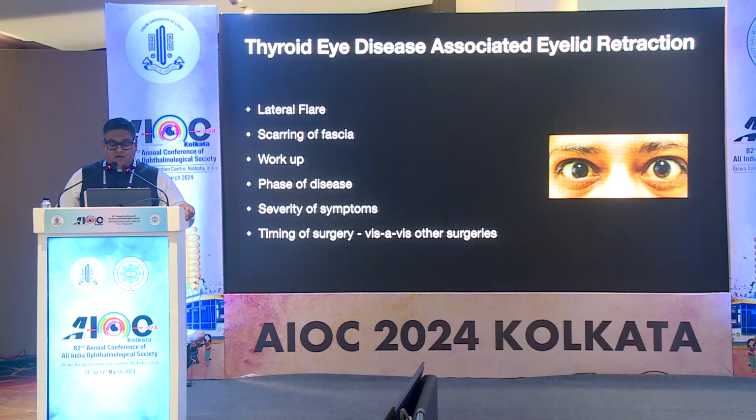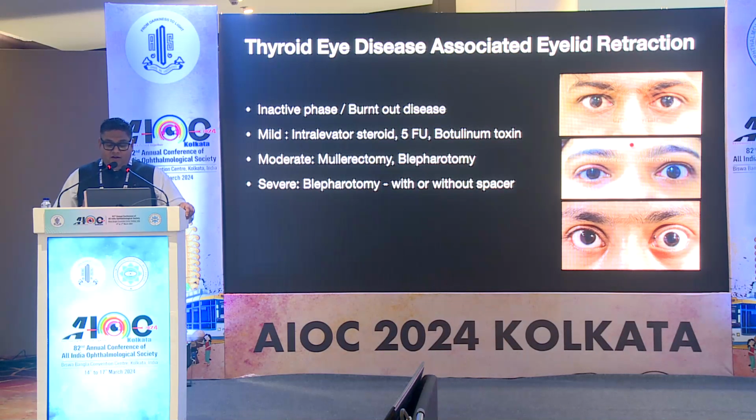And finally, deciding when to operate. You can either operate once it is in the burnt out or inactive phase, or you can plan it later on if there are other surgeries like decompression needed. I prefer to treat thyroid eyelid retraction in the inactive or burnt out phase. Rarely, in the active phase, if a patient presents with isolated lid retraction, you can also go in and treat it with injections. So this is not a hard and fast rule. This is more of what I follow.